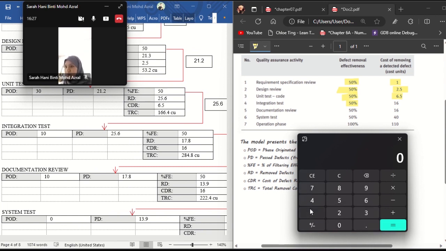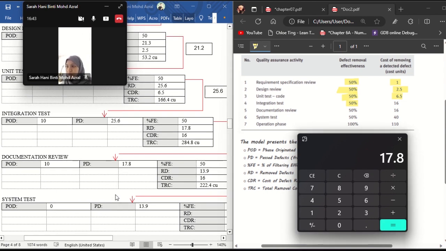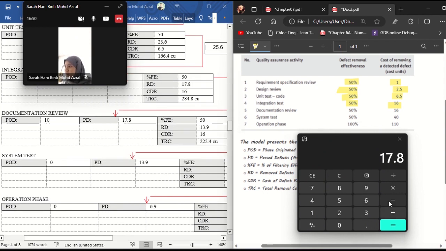Oh, my bad. Let's start it all over. 10 plus 25.6. We have 35.6. Divide by 2. You get 17.8 for the remove defect. The CDR given is 16. Then you will multiply it with 16. And that's how you get the total removal cost, 284.8.